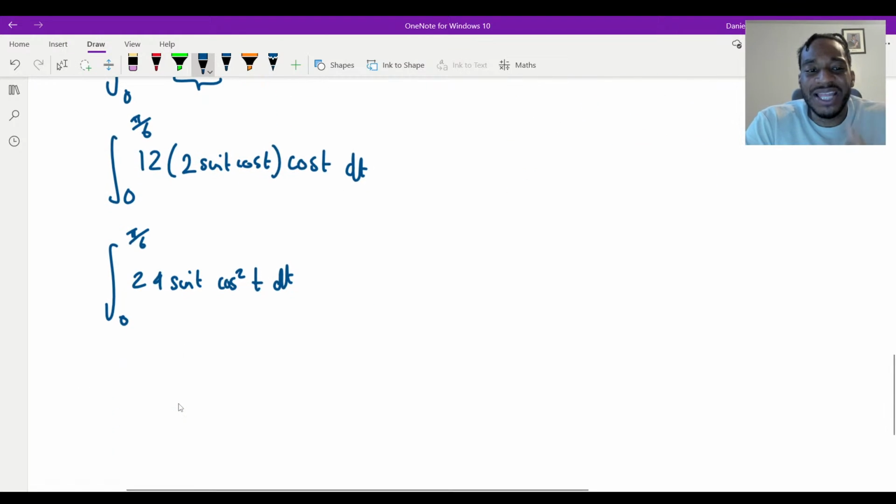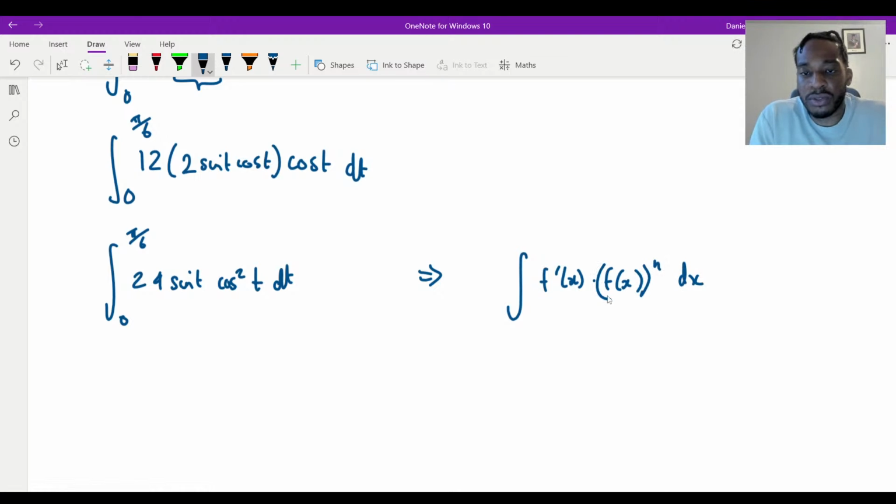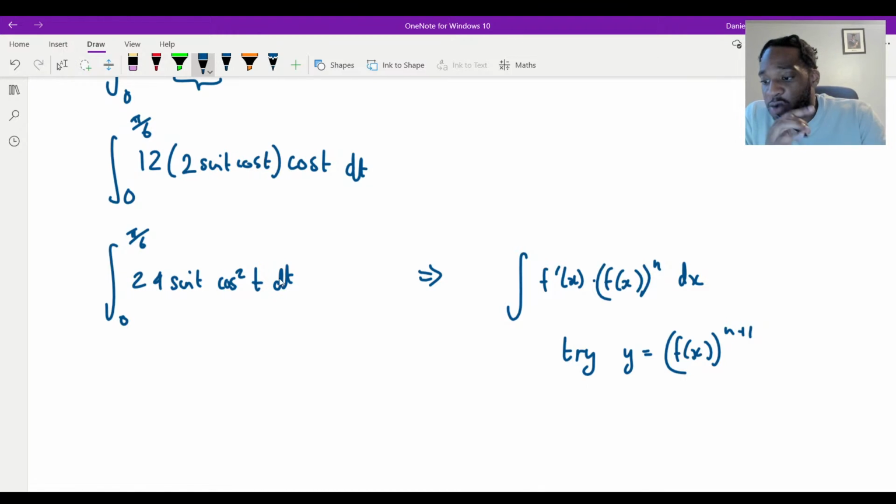But how do I integrate something like this? Now, this is another thing that you guys should be aware of. I'm integrating something with sines, and then I've got a power here. When you see this type of form, and it's actually in the book somewhere, if you have an integral of f dash of x multiplied by f of x to the power of n, dx, for example, then you're going to try increasing this power. You're going to try y equals f of x to the power of n plus 1. And you're going to see what this all means. Don't worry. So in this case, this is actually a reverse chain rule problem. And I'll show you why.